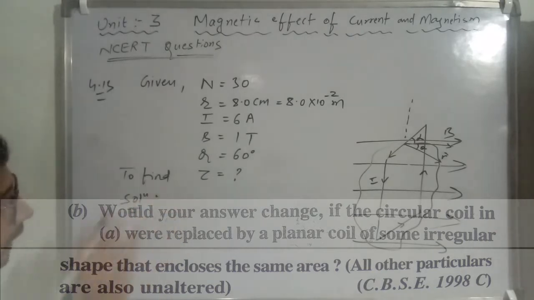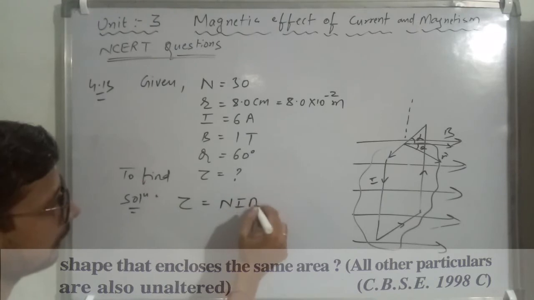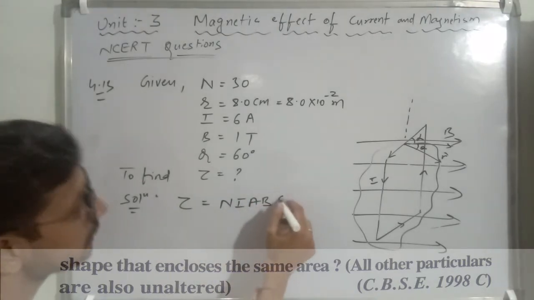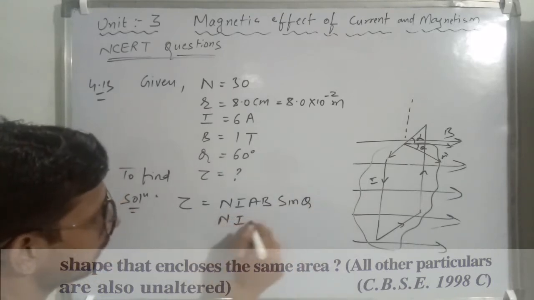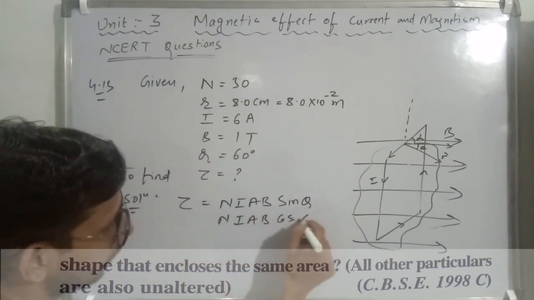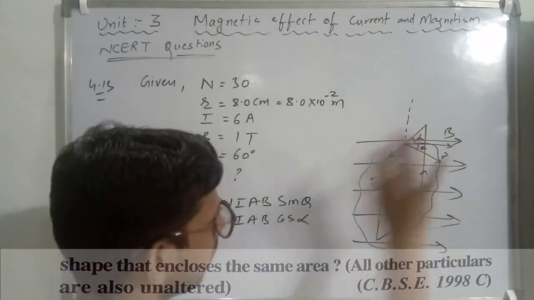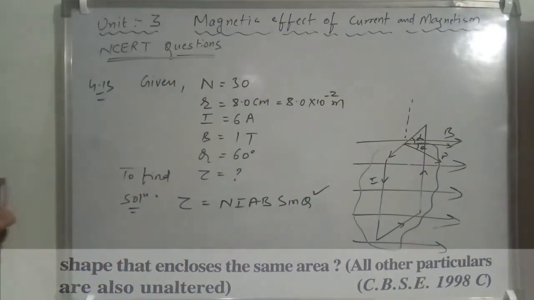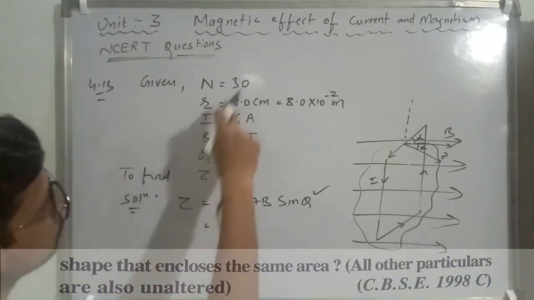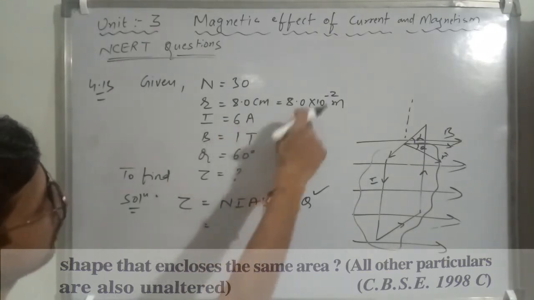We have a formula to calculate the torque, which is NIAB sin theta. You can also write NIAB cos alpha, but they give us the angle between the normal and the magnetic field, so we use the formula NIAB sin theta, and put in all the given values. The area is pi r square.